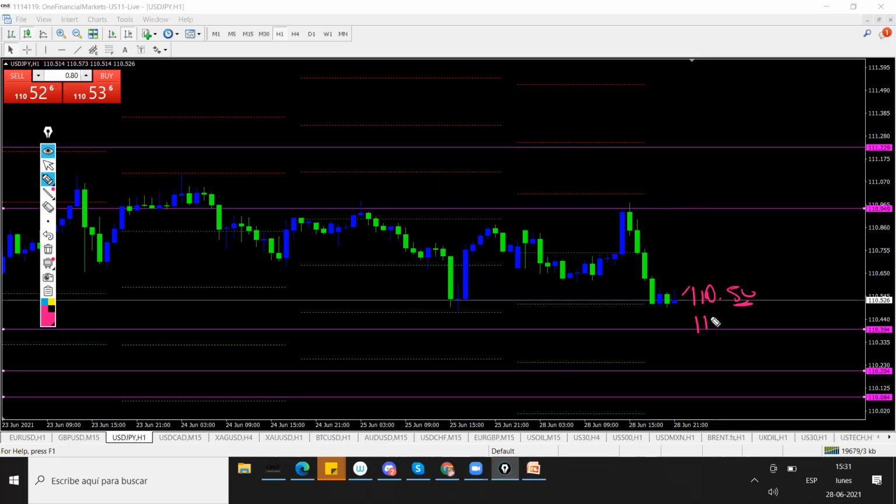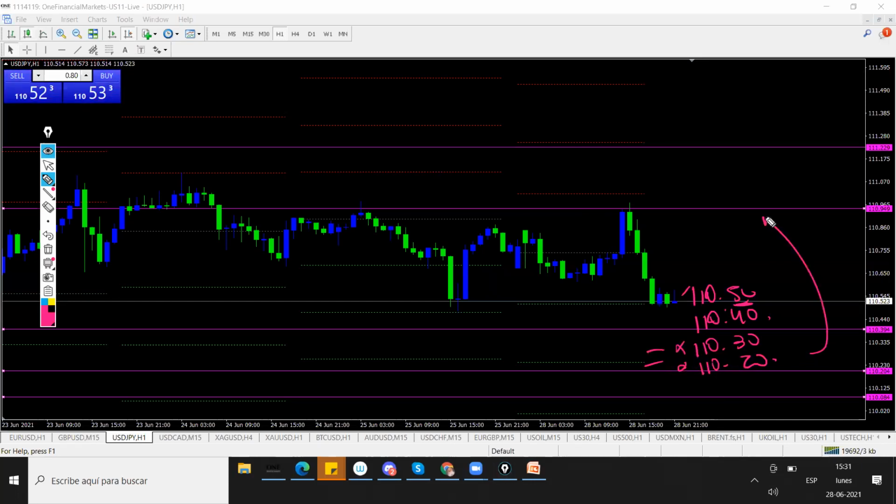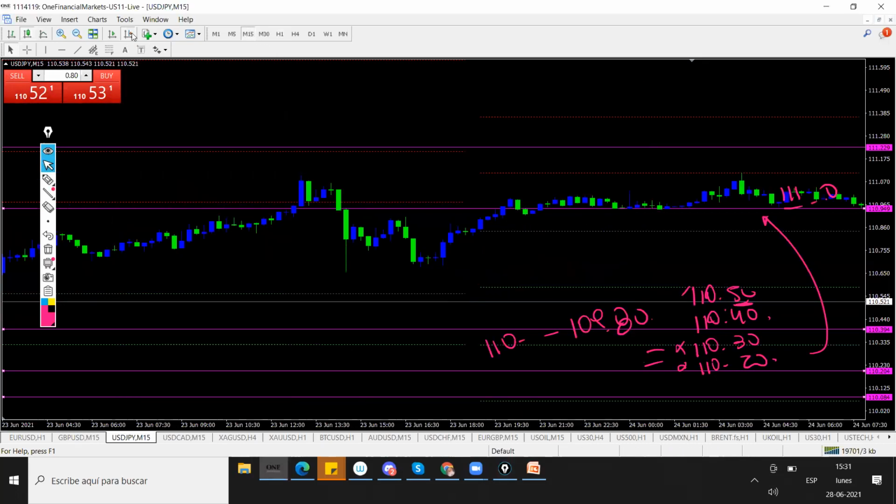What you're going to do is sell below 110.40, and I'm talking about tomorrow, down to target 110.30, with an extension possible down to 110.20. You're going to be careful here, because this is a very important transition. It can take you up close to 111, or it can take you down to 110, 109.80. I'm going to go for the seller tomorrow.